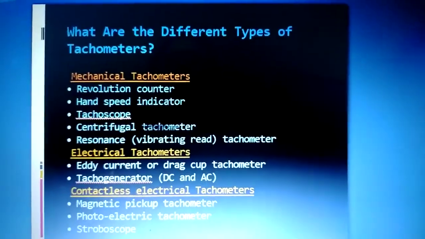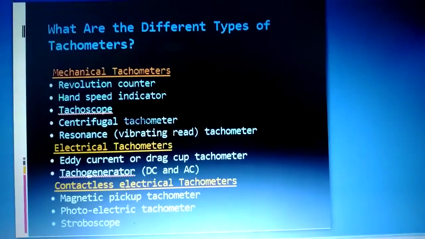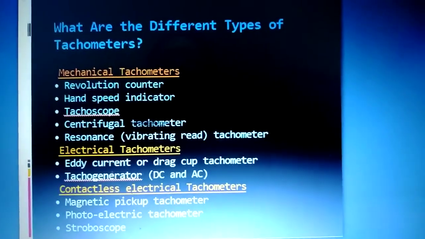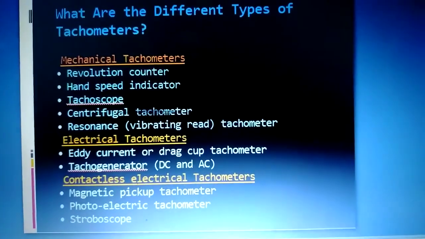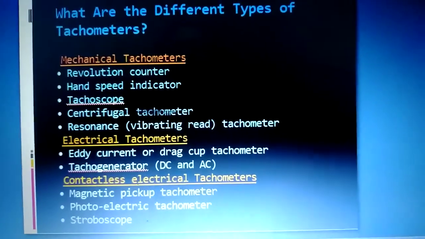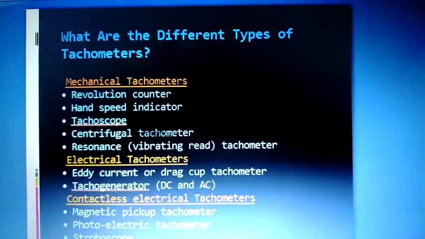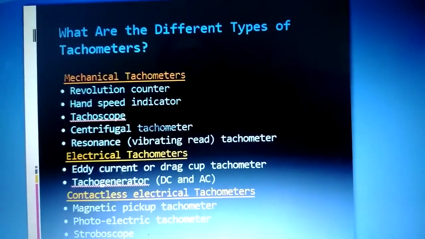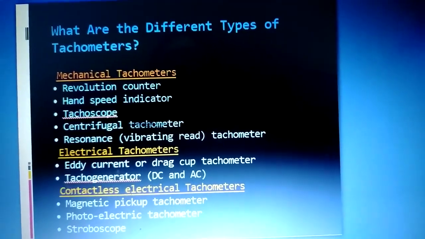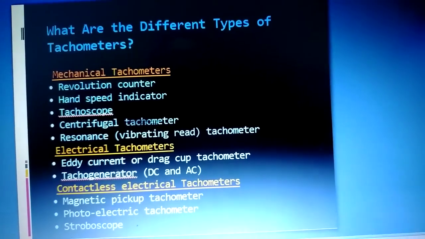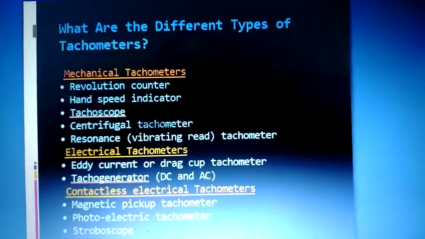The most commonly used tachometers, based on the signal, are mechanical and electrical tachometers. There are different types of mechanical tachometers for regular applications, used in the automobile industry and other applications. Mechanical tachometers are again classified into different types: revolution counter, stopwatch, hand speed indicator, tachoscope, centrifugal tachometer, and resonance or vibrating reed tachometer. All these come under mechanical tachometers.